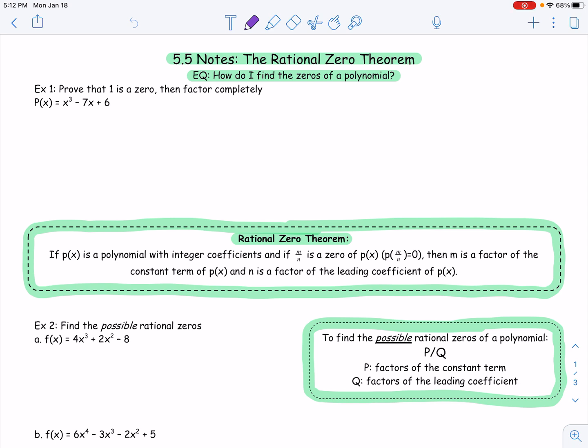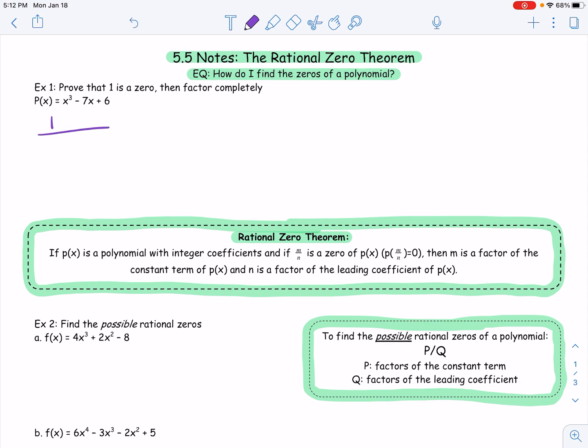So we're going to start off with a review, and it says prove that 1 is a 0 and then factor completely. So I'm telling you, hey, 1 is a 0, prove that to me. What you could do for this instance is use synthetic division, with 1 here, because if a 0 is 1, then the factor would be x minus 1, right? So we could divide using synthetic division.